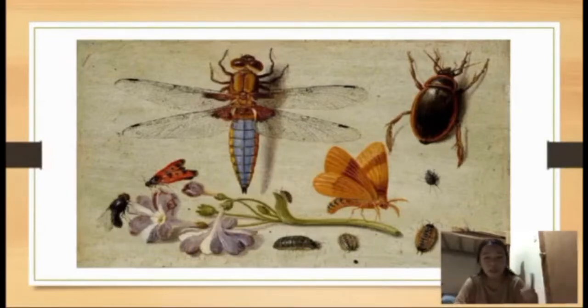In this picture is Jan van Kessel's detailed and lifelike representation of insects, flowers, and plants, which conforms to his style of collection and display. So the content of what he painted is a representation of the insects in a style of collection and display. The form of this picture is a painting.